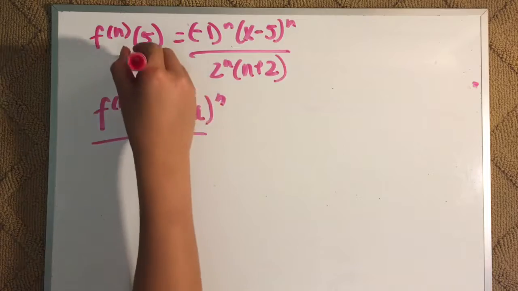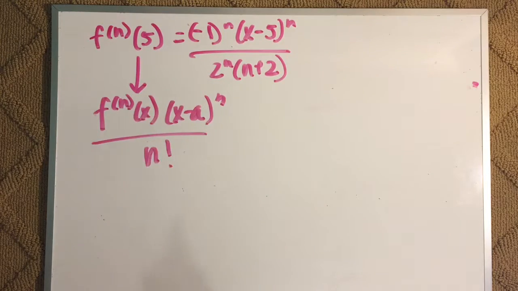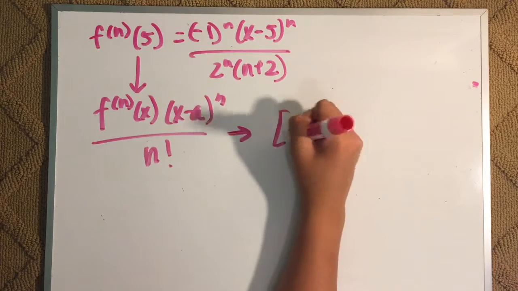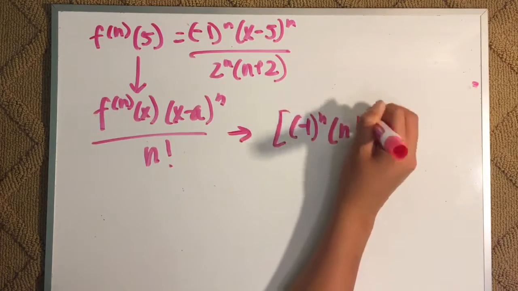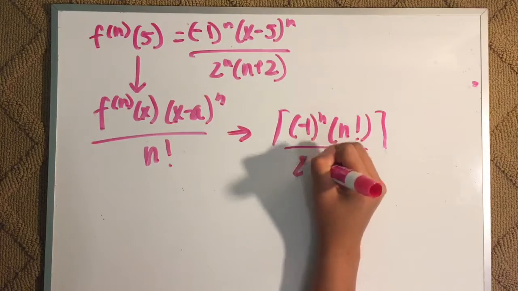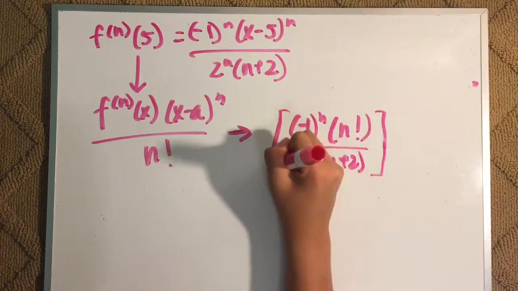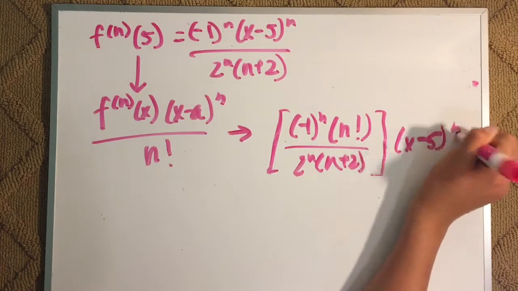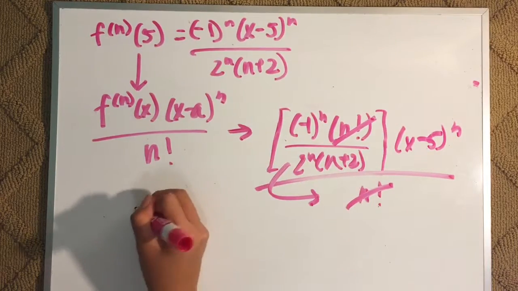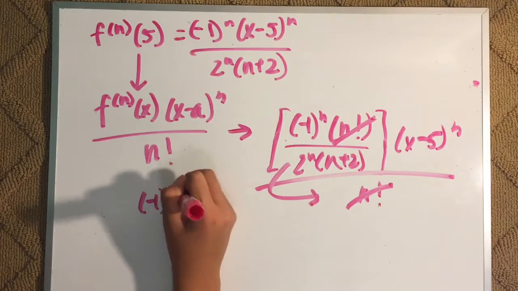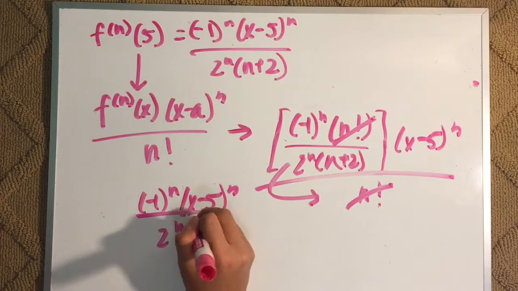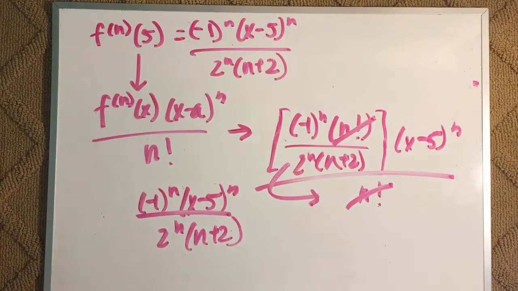Using that, we can plug in f^(n)(5): negative 1 to the n times n factorial over 2 to the n times (n + 2). And then we add in (x minus 5) to the n over n factorial. The n factorials will cancel out, and then 2 to the n times (n + 2) will move to the denominator. We're left with (-1)^n times (x minus 5)^n over 2^n times (n + 2).